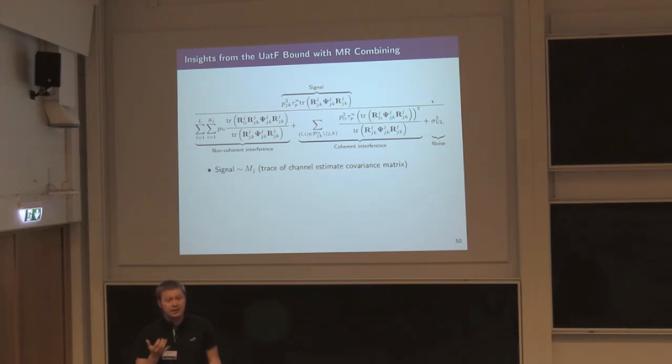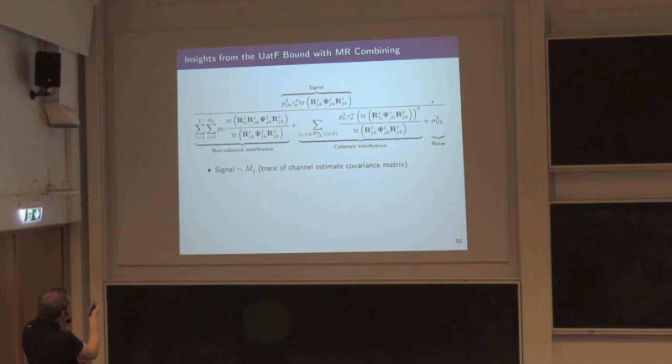The important thing is that we take a trace of an M by M dimensional matrix. That means that we sum up the diagonal elements of an M by M matrix, and if nothing strange happens, that should be proportional to the number of elements that we're summing up. So this term will be proportional to the number of antennas. So that means that the signal part grows with the number of antennas: more antennas, higher signal.